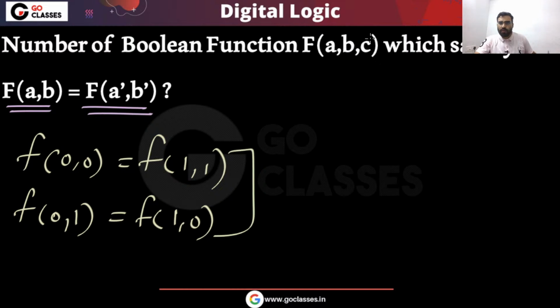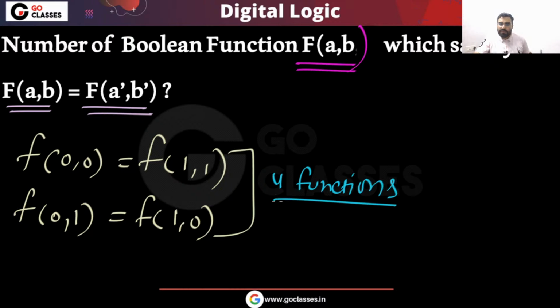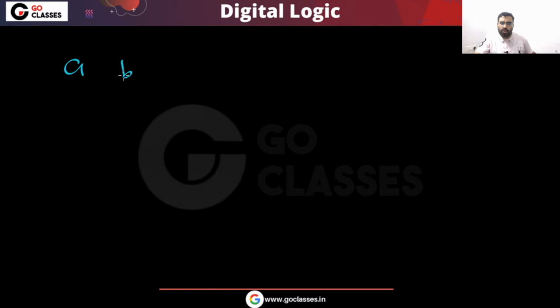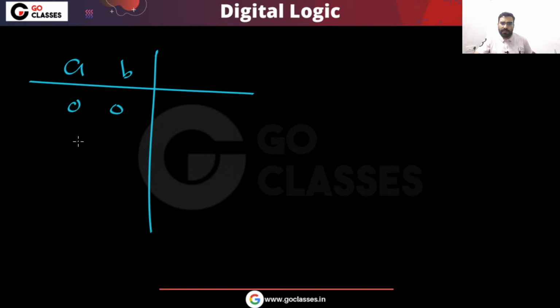So we want those functions on two variables which have this property, and we have to count this type of function. How many functions have this property? f00 is the same as f11, and f01 is the same as f10. There will be four functions, because for two variables there will be four rows, and the question is saying that these rows must be the same.